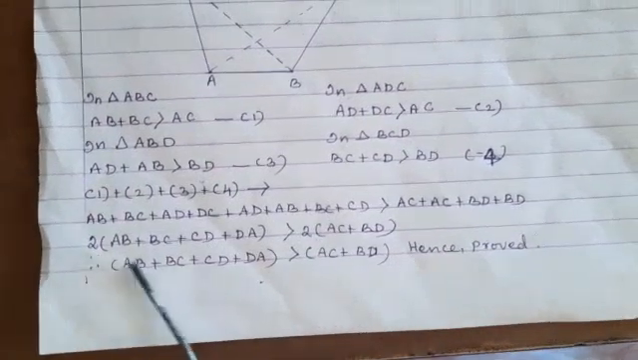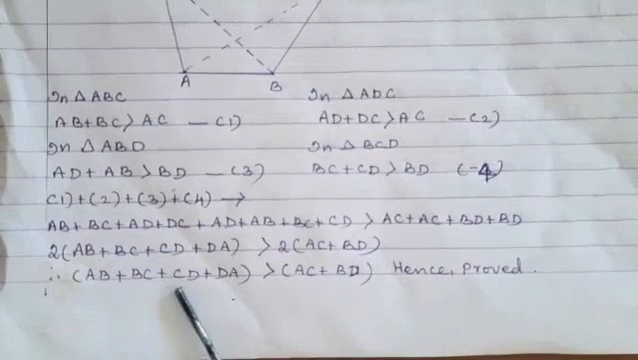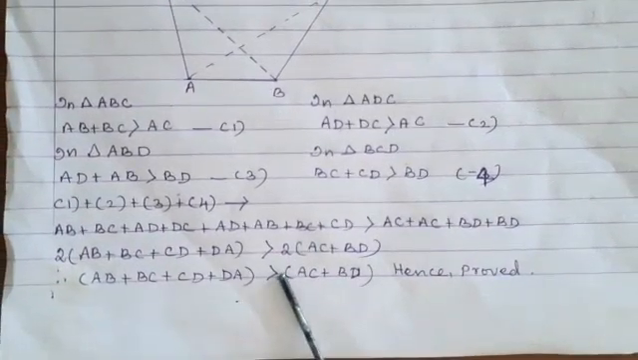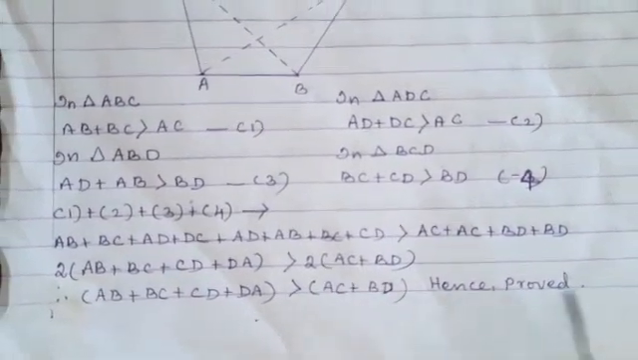So 2 is common on both sides, so we will cancel it. Therefore AB plus BC plus CD plus DA is greater than AC plus BD. This is the given question. We have proved it.